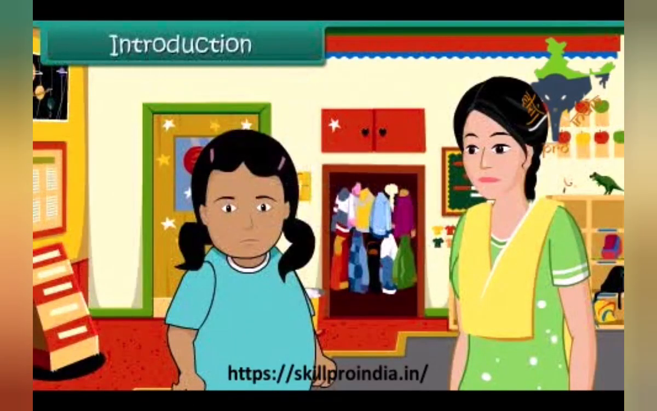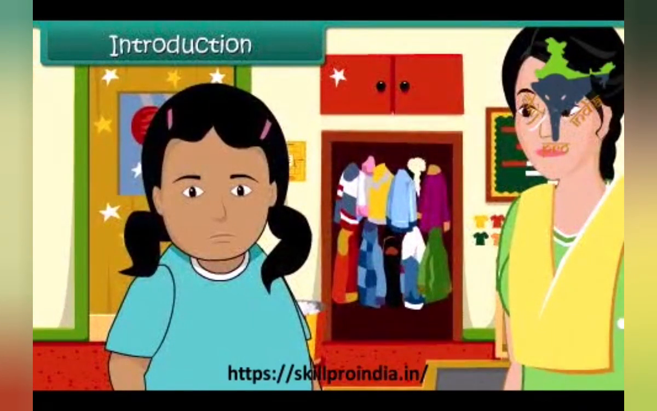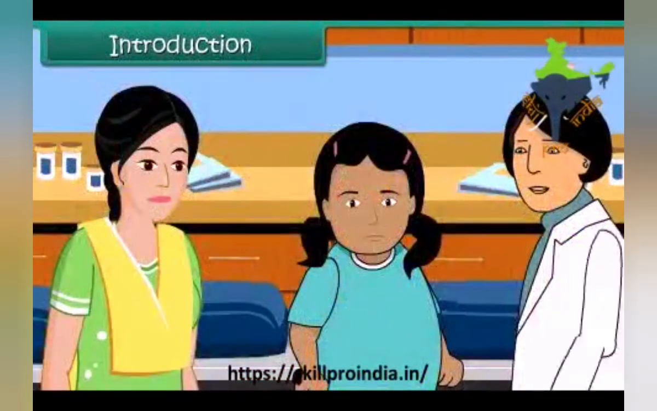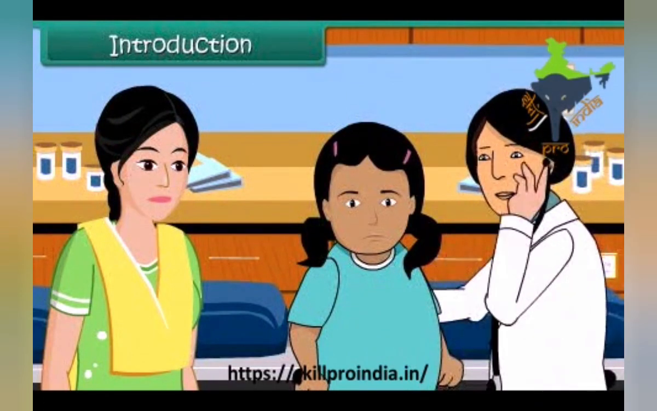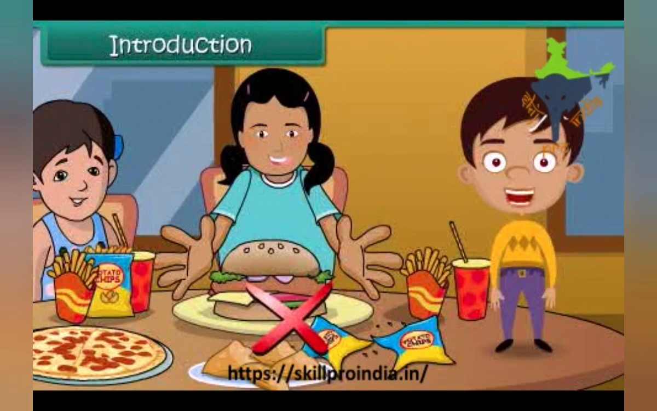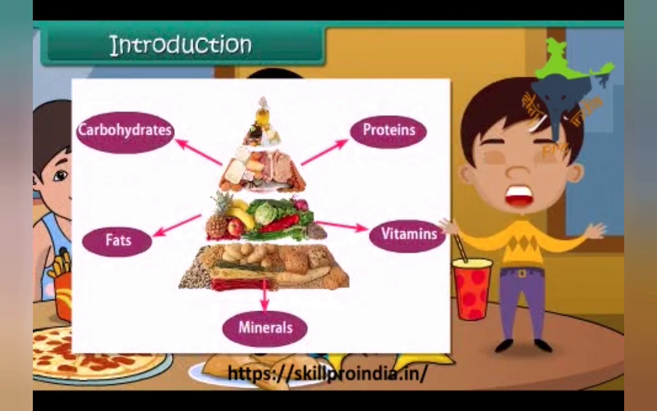Introduction. Meeta is growing obese. Her mother is worried. She takes Meeta to a doctor. The doctor examines her. She advises Meeta to stop eating junk food such as burgers, pizzas, samosas, etc. and asks her to start eating a balanced diet rich in proteins, vitamins and minerals. In this lesson, you will learn about different types of food and their importance.